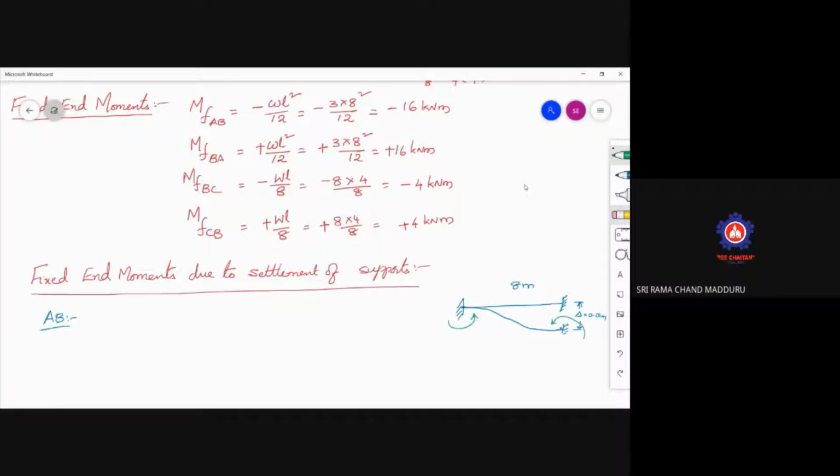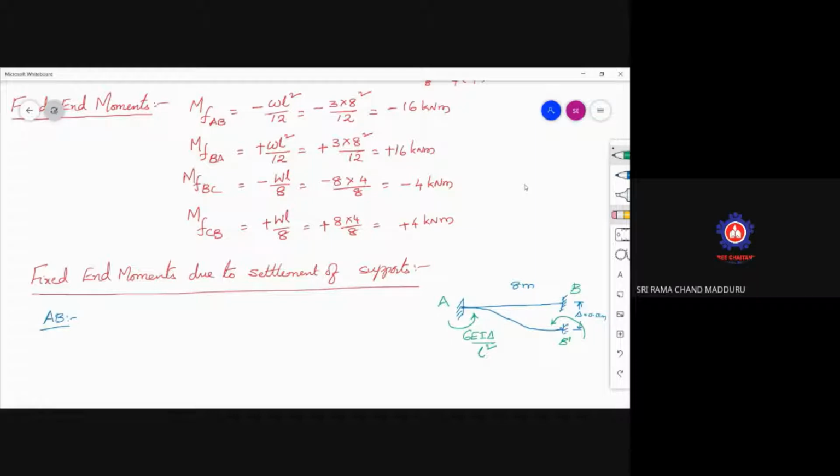Here it will act like this. What is the direction of this value? This is anti-clockwise. So this is A, this is B, this is B dash, anti-clockwise, and we know that the value is 6 EI delta by L square. So this is also the same, 6 EI delta by L square.